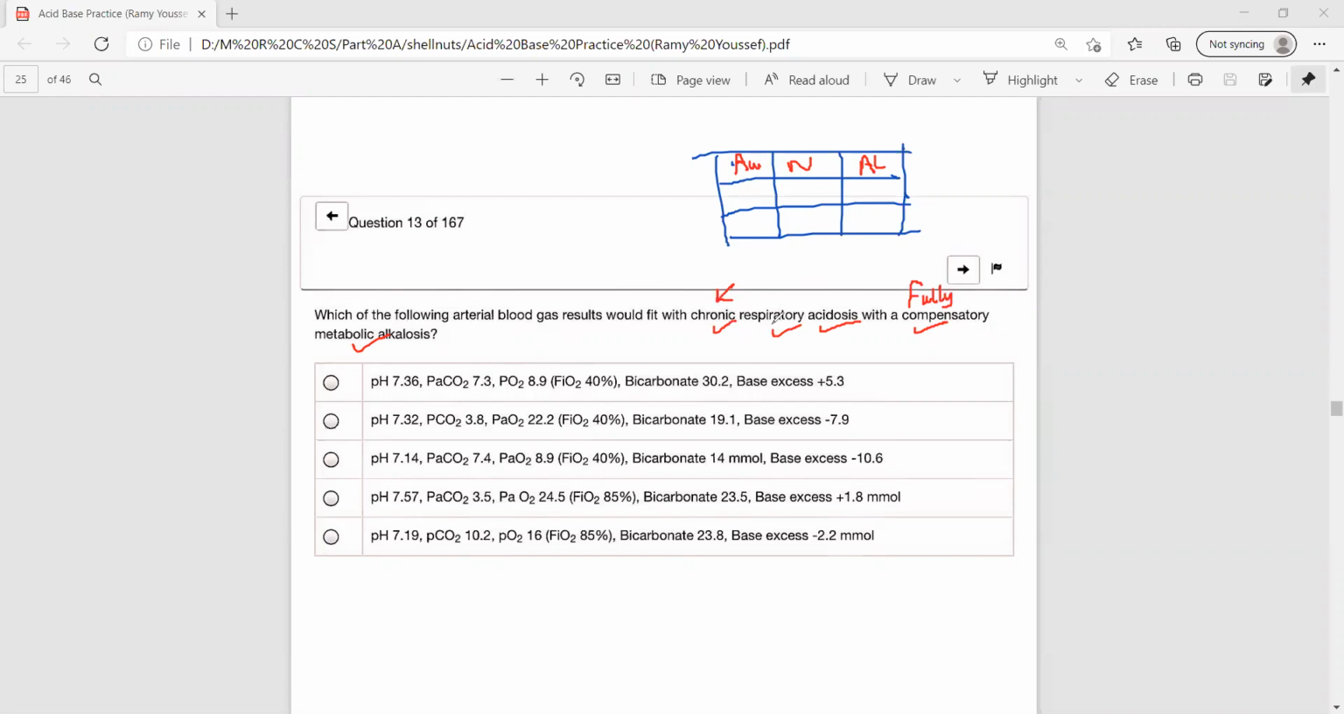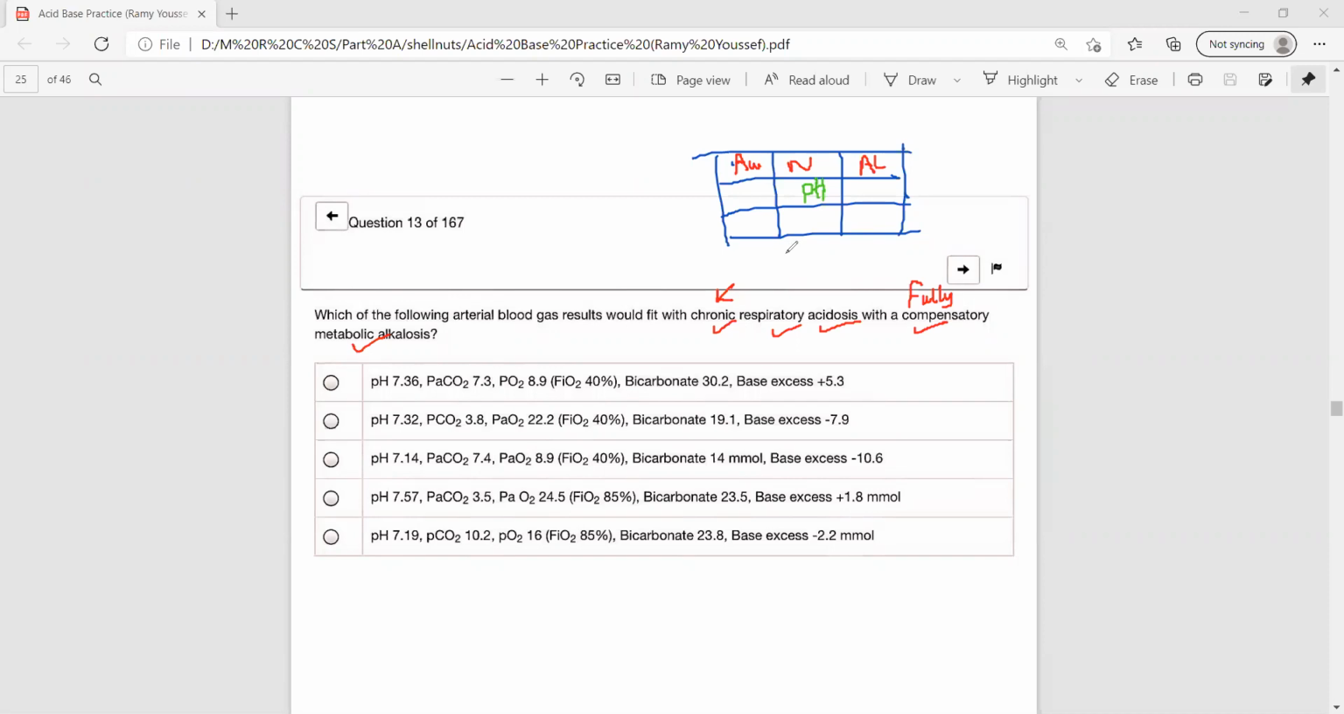So pH will be normal. In a chronic respiratory condition, pH will be normal. No patient can stay chronically in an acidotic or alkalotic state for a long time. So with respiratory acidosis, what do I expect the pH to be? pH is normal, within normal.